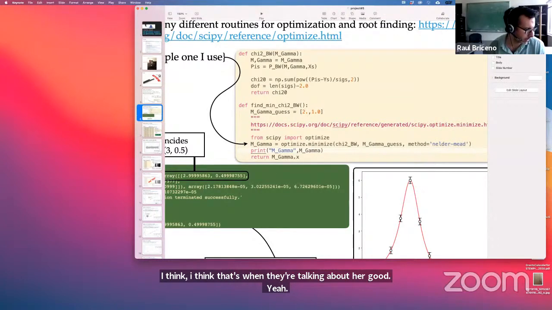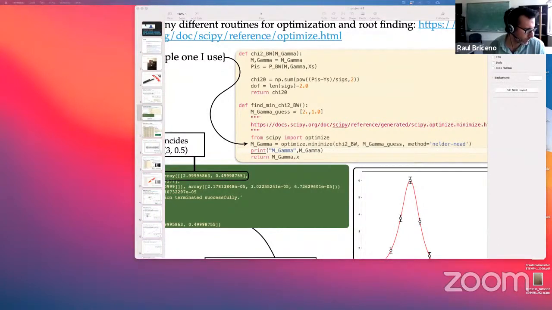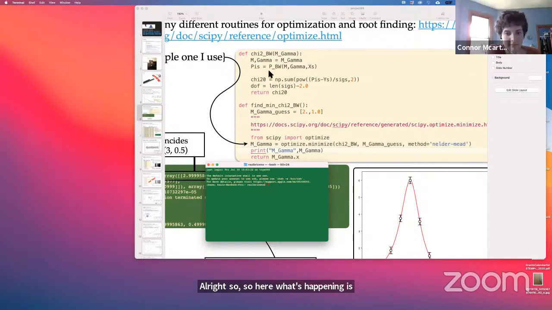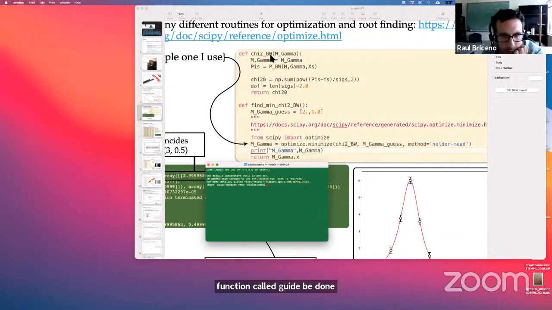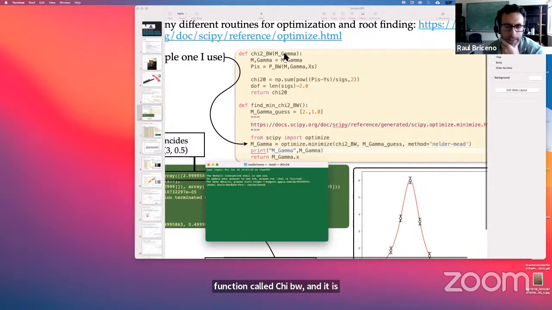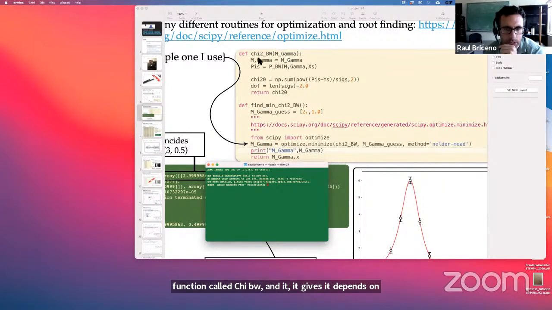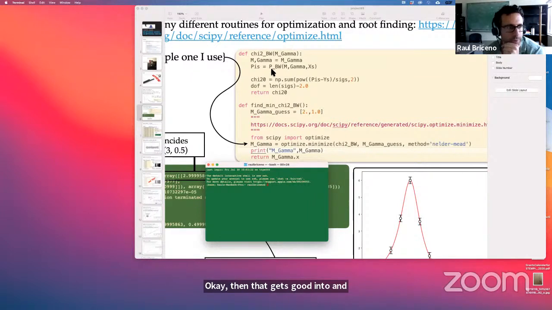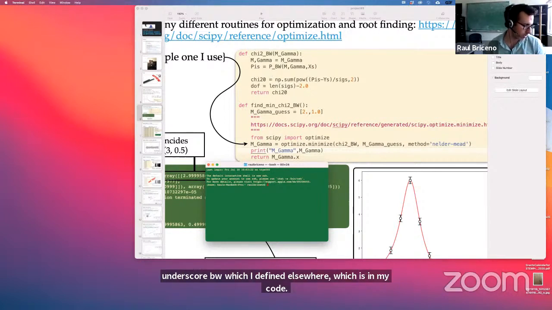So here, we can write a little bit of code. What's happening is that I define a function called chi-bw, and it depends on a list of numbers, which are 2 numbers. So I pass this list, and I break it up into two numbers. Then that gets fed into another function, p underscore bw, which I define elsewhere in my code, by the way. So this is all in the Dropbox folder.